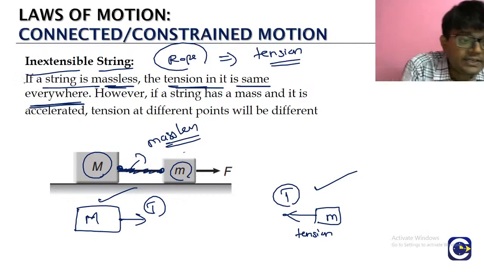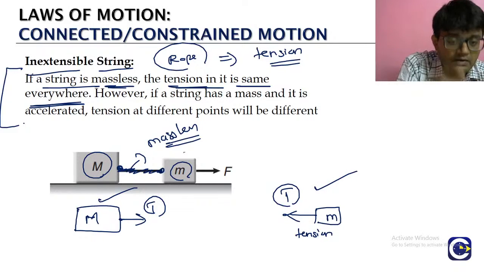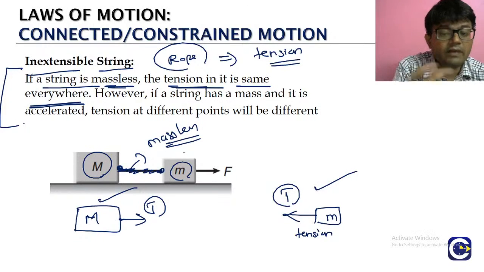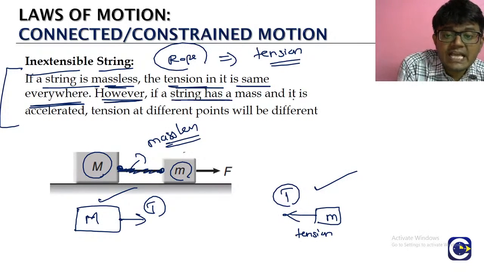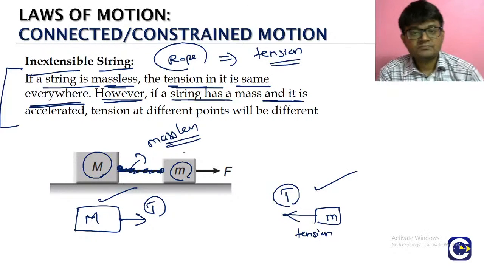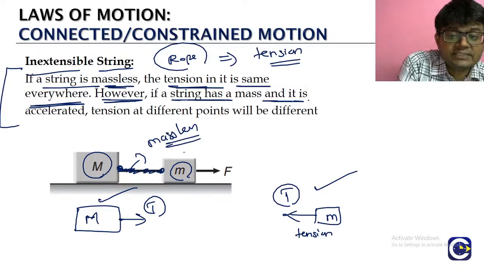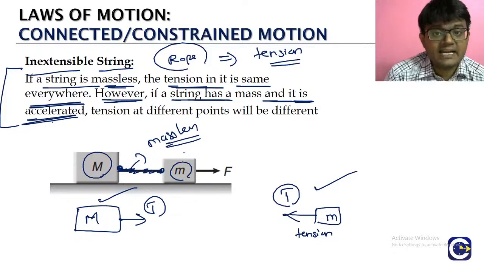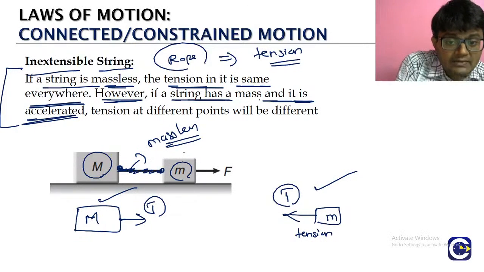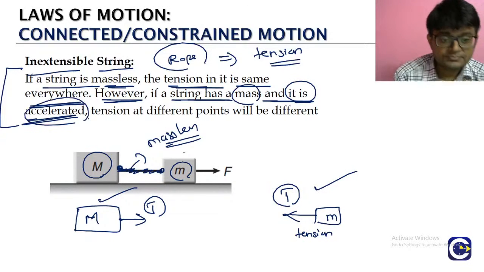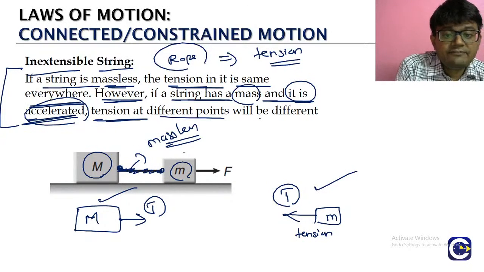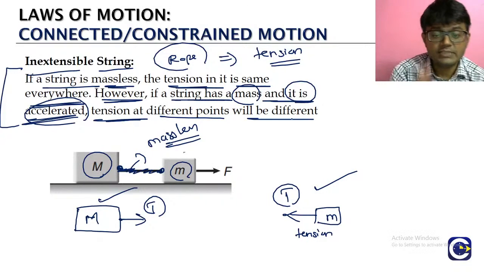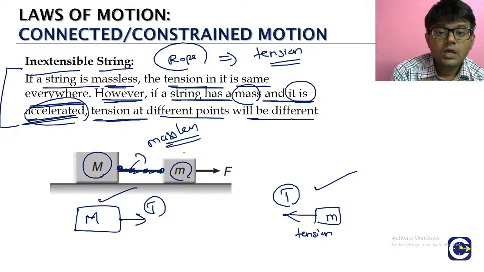So this is an assumption which we will anyway prove, or we will see how this result comes when we go to the applications of Newton's laws. But if the string has its own mass and the string is accelerated, this is important, it should have the mass and it should also be accelerated, then the tension at different points will be different. Just make a note of it. We will see how this can be proved once we go to the applications of Newton's law.